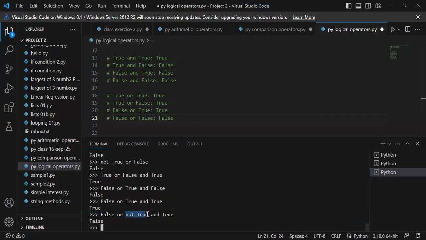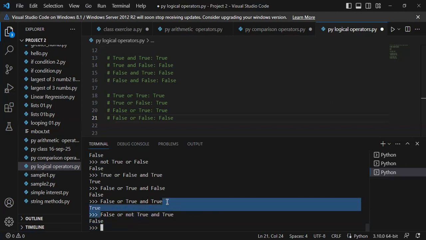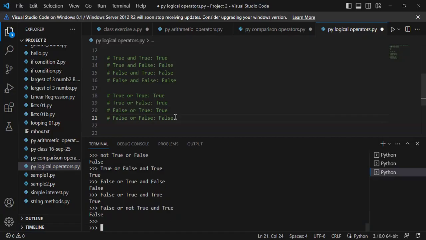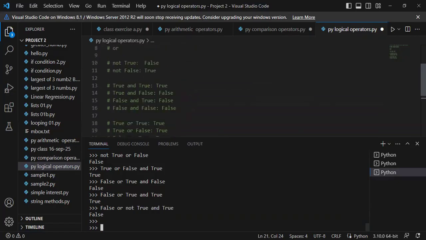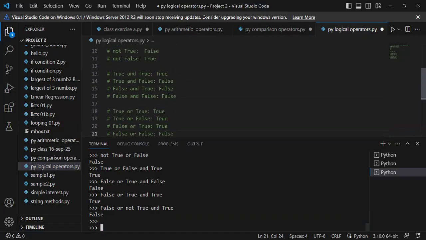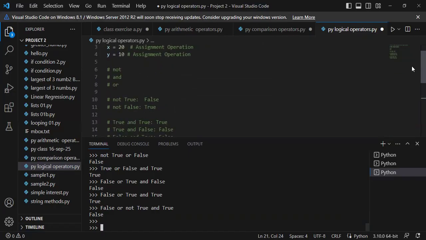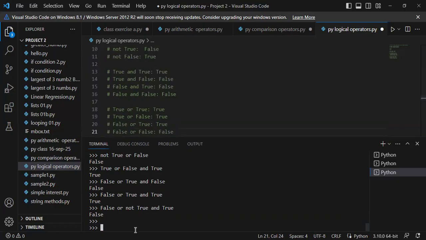So false or false is false and true is false. But actually the real thing is to do the not first, then do the and, and then do the or. Okay, all right. Now let's take another type of example where we use numbers.